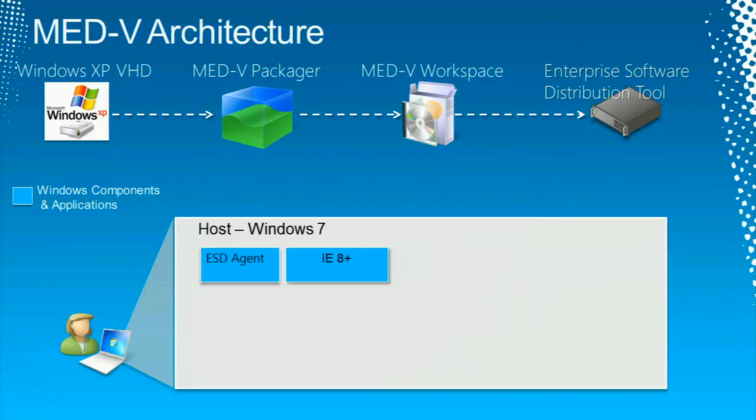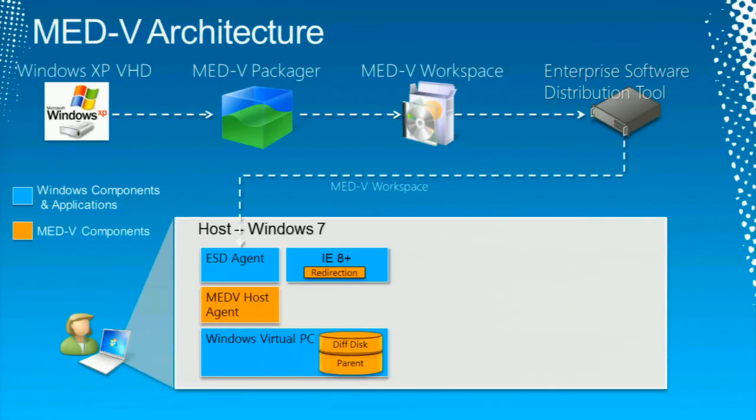On the endpoint, you already have your ESD agent, whether it's Config Manager or whatever it is. You'll have IE8 or 9. You want to make sure that Windows Virtual PC is available, and that is a core Windows technology that you can install. You'll then push down the host agent, which is the MedV host agent, which will install a browser helper object in the IE8 or IE9 browser to do the redirection. And then you'll push down your workspace to Windows Virtual PC. This will be your XP workspace.